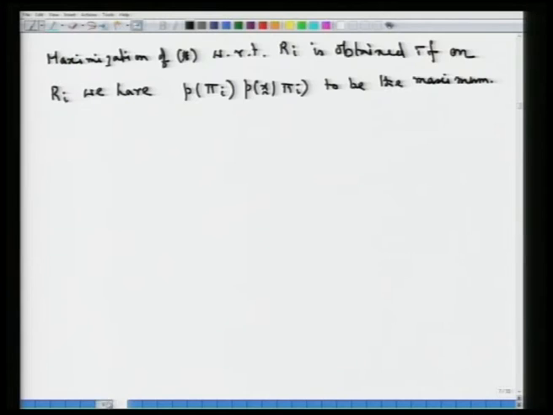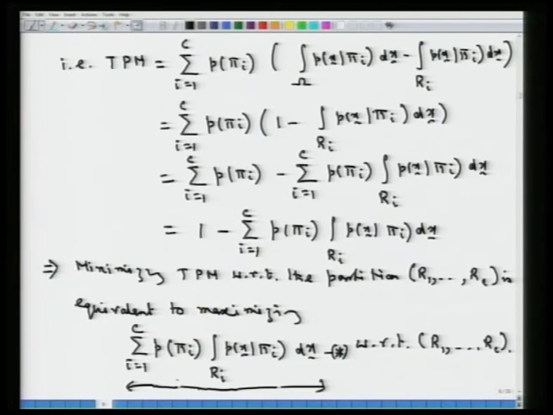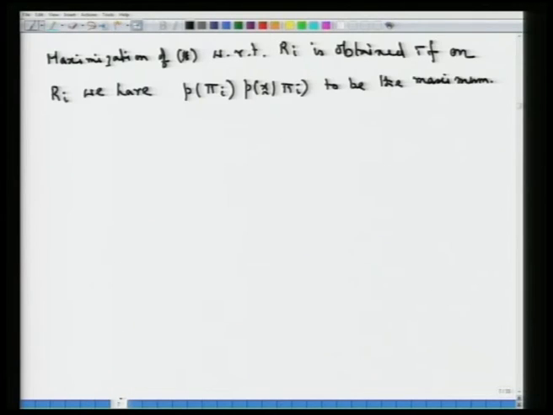This is so because we are trying to maximize this particular quantity with respect to Ri. So, with respect to each of these Ri terms here, we are trying to find p(πi) into p(x given πi). If that is maximum, then the expression is going to be maximized. That is, the allocation rule is going to be given by the following.